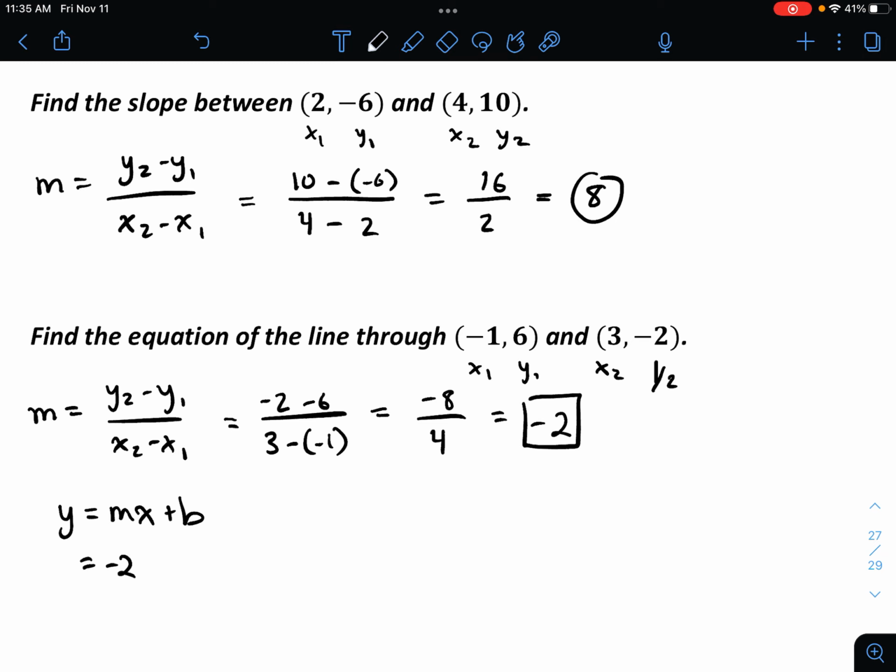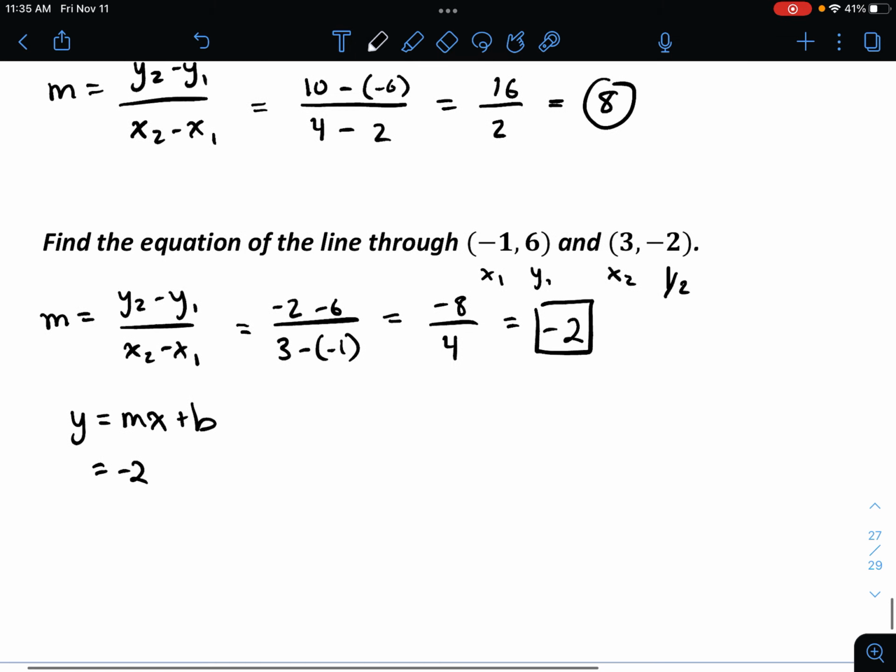Now I can use either of these 2 points. It doesn't matter which point you choose. You can pick either one. Both will work out the same. You have to plug in your x and your y value for x and y. So let's take this first point, -1, 6, and I'm going to plug in a 6 for the y value. That goes right there. And then I can plug in a -1 for my x value, plus b. So that's where we're getting these from.